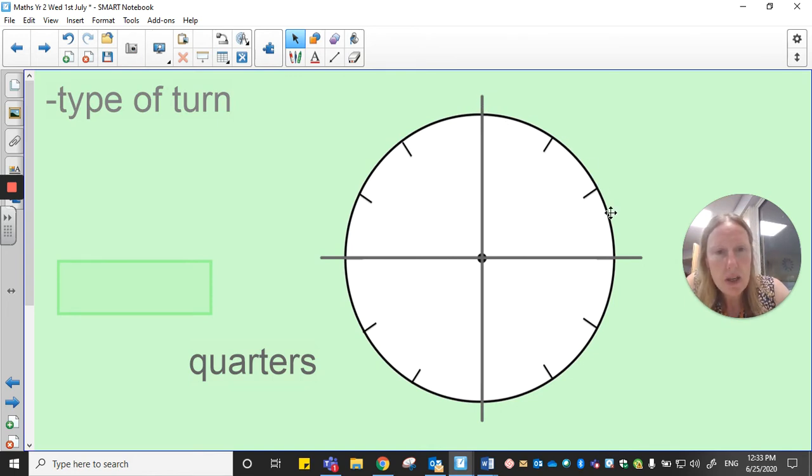Let's go back to the beginning. Let's see what I'm doing. So I've turned through 1/4, I've turned through 2/4, turned through 3/4. If I carried on, I would then turn through 4/4, or we also call it a full turn.